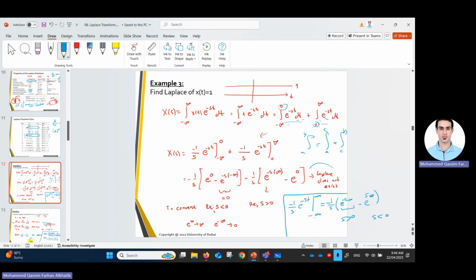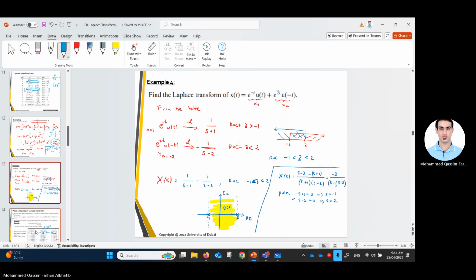Okay, so here in this case, the Laplace transform does not exist. You get the idea here? There is no need to separate the integration and consider them as two functions. You can take it for both, and you notice for this one, the region of convergence, s should be larger than 0. In this case, it's the opposite: s should be less than 0.